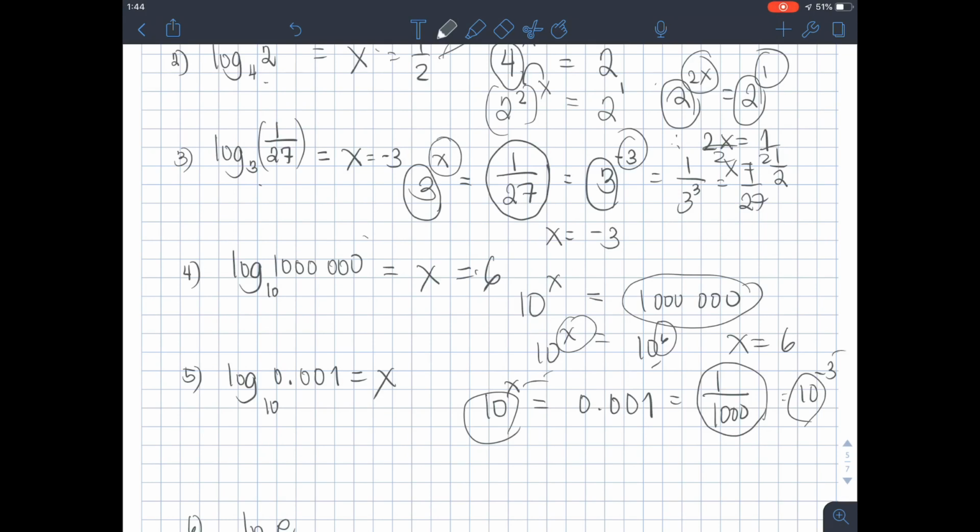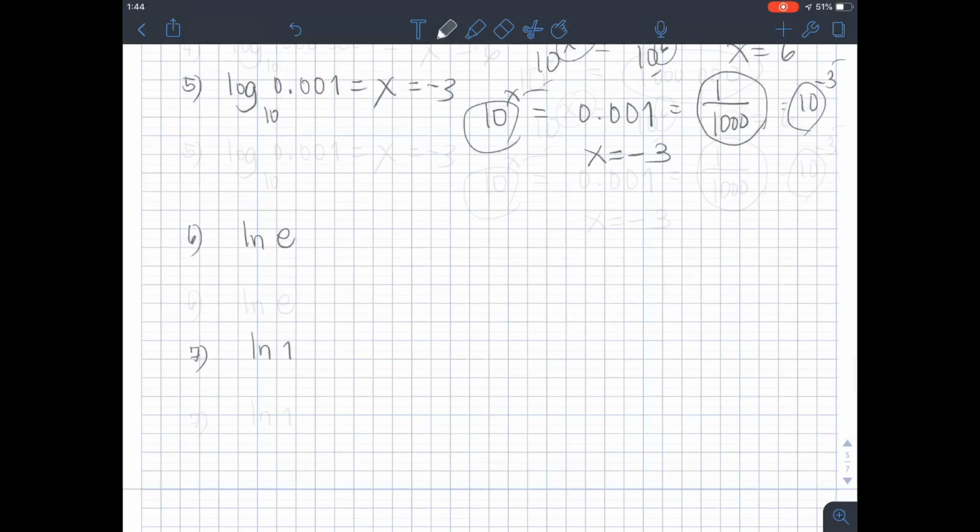So x is equal to negative 3. So therefore, the answer here is negative 3. Log of 0.001 base 10 is negative 3. Or simply, log of 0.001 is negative 3. Okay? Next, we have ln e.